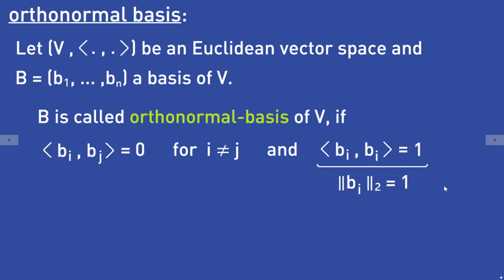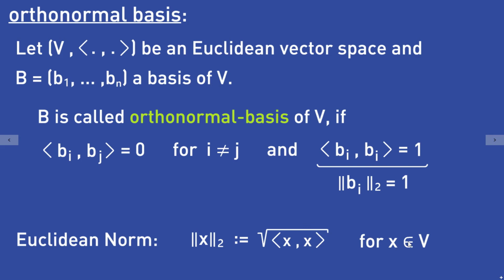The Euclidean norm of a vector x in the space V is defined as the square root of the scalar product of the vector x with itself. That norm is denoted like that. By the way, you can use the so-called Gram-Schmidt orthogonalization process to find or construct such an orthonormal basis B. I have a video about the orthogonalization process here on my channel. You can watch it now or later if you want.